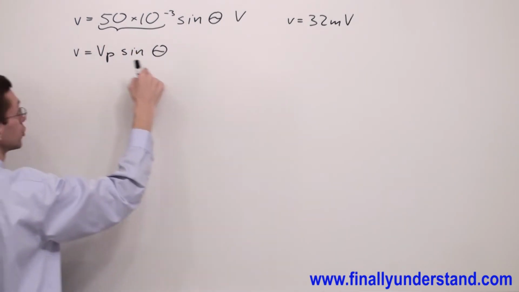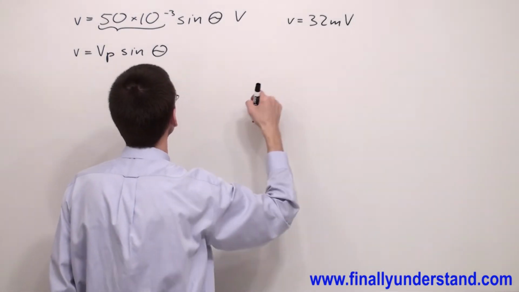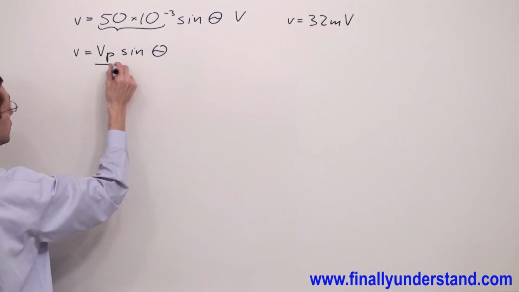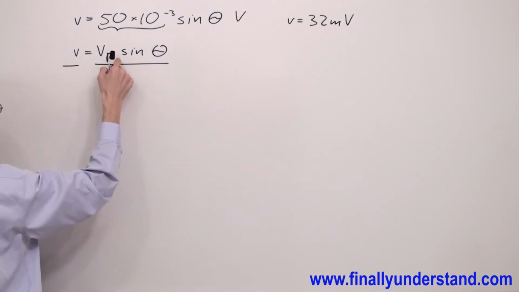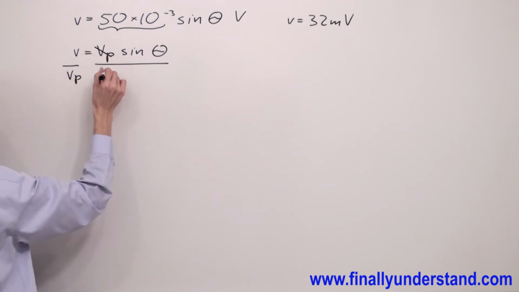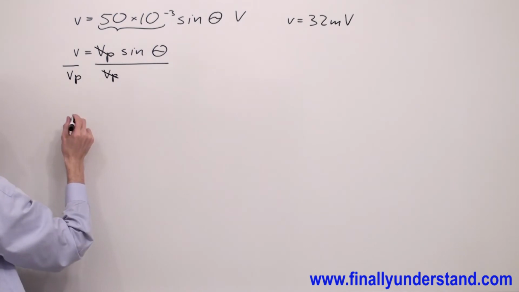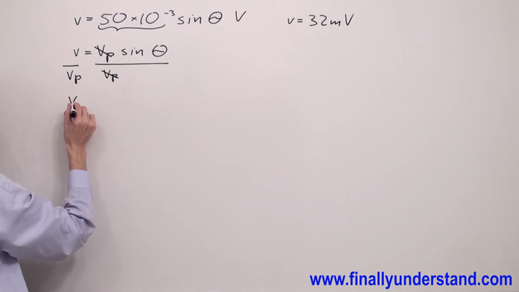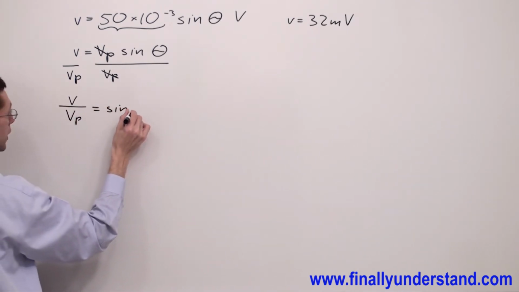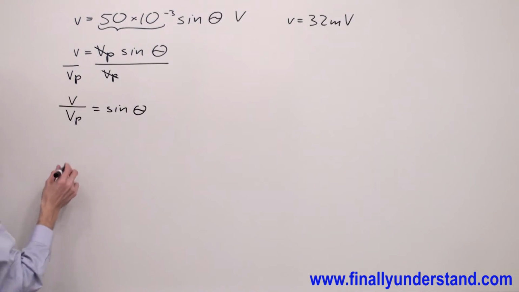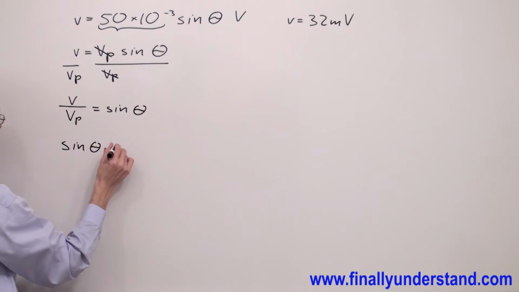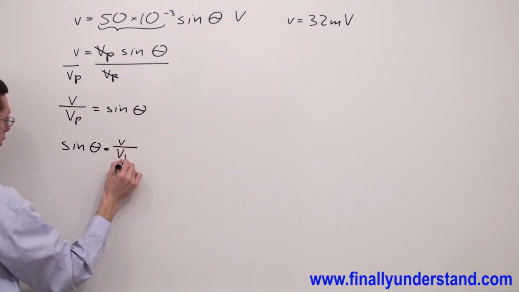Instantaneous voltage is also given, which is 32 millivolts. I have to find theta. In order to find theta, I have to divide both sides of the equation by whatever is multiplied to sine. I have to divide by voltage peak. Voltage peak and voltage peak will cancel out, and I'm going to have instantaneous voltage over voltage peak equals sine theta. I'm going to rewrite this: sine theta equals instantaneous voltage over voltage peak.